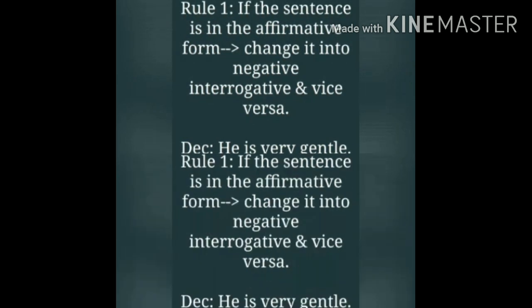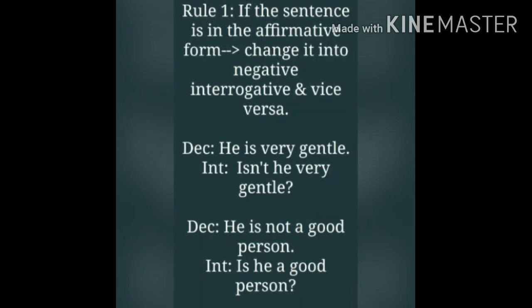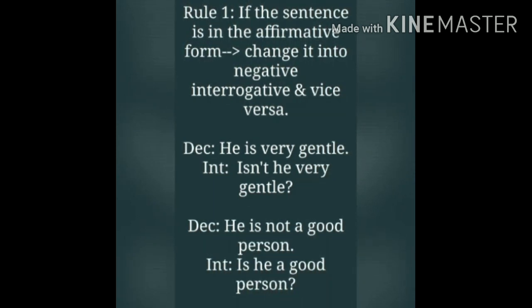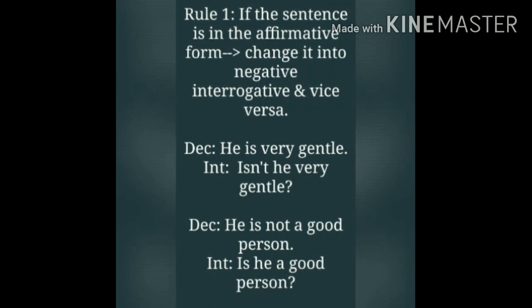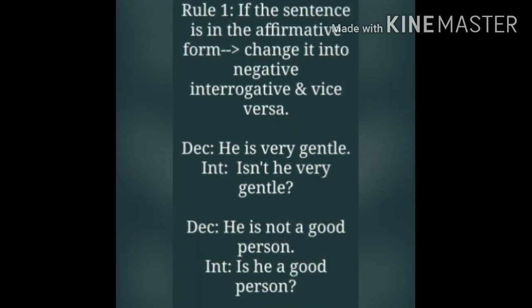For example, he is very gentle. This is an affirmative sentence. So the interrogative sentence will become, isn't he very gentle? Next example, he is not a good person. This is a negative declarative. So you have to make a positive interrogative. So the question will become, is he a good person?